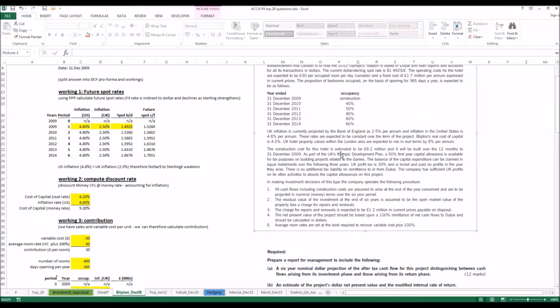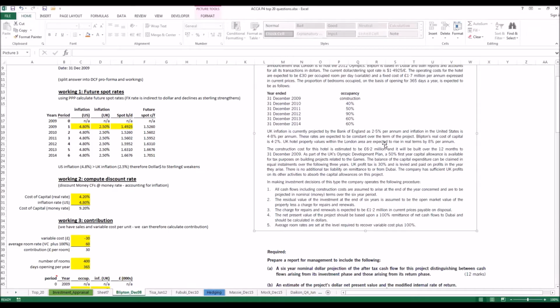The construction cost for this hotel is estimated to be 6.2 million, so that will form part of the initial investment phase pro forma. And it will be under construction for 12 months until the 31st of December 2009, so that's year zero. As part of the UK Olympics development plan, 50% first year capital allowance is available for tax purposes on building projects related to the games.